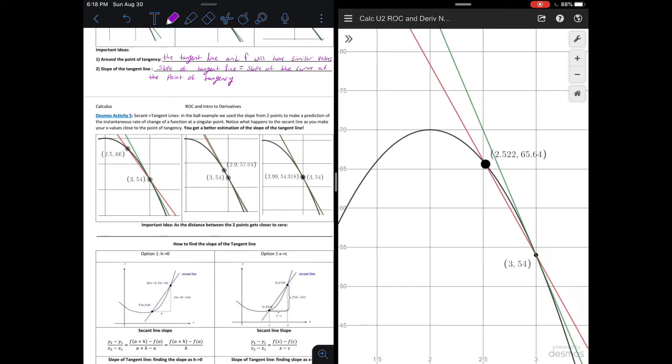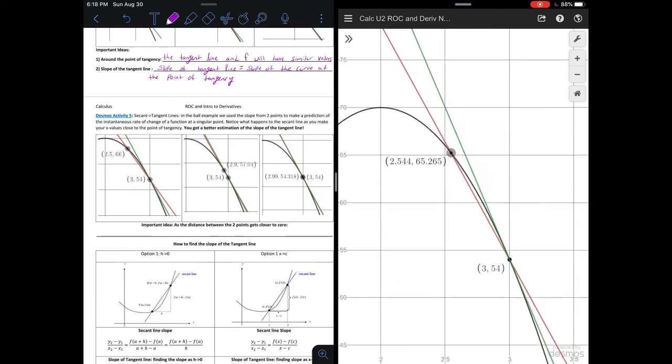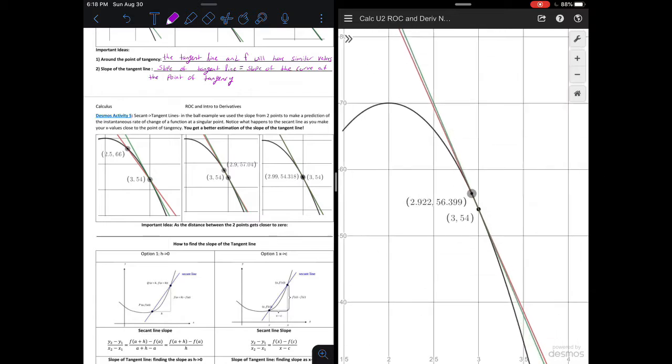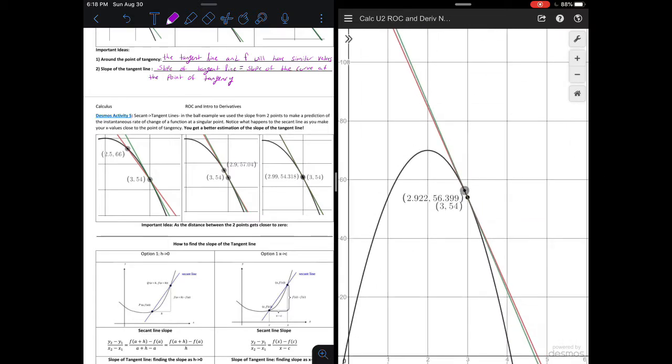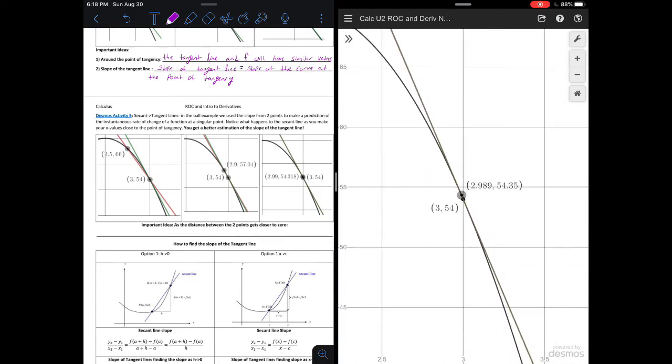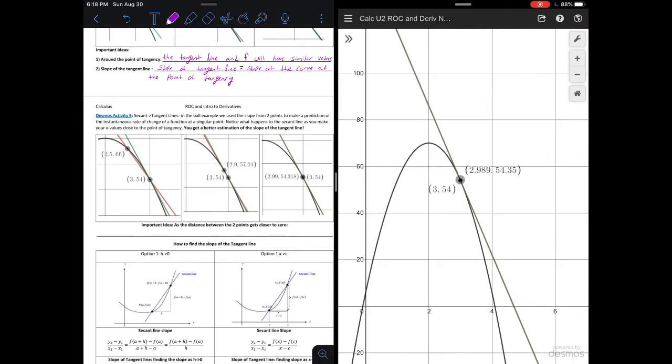So the closer I move that point to the point of tangency, the more similar the secant line and the tangent line get. So in fact, if I start really closing down this interval and I pick points that are really close to the point of tangency for the secant line, they will start to become almost the same line. So if I were to drag this point almost all the way there to 3, not quite there, and I zoom back out, notice how you really can't tell the difference between the tangent line and the secant line.